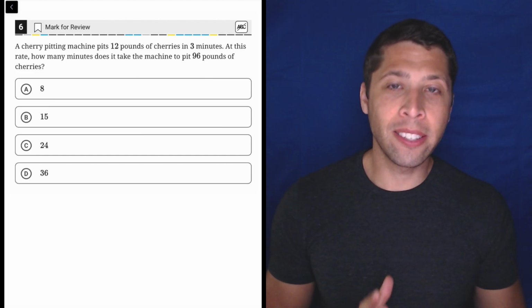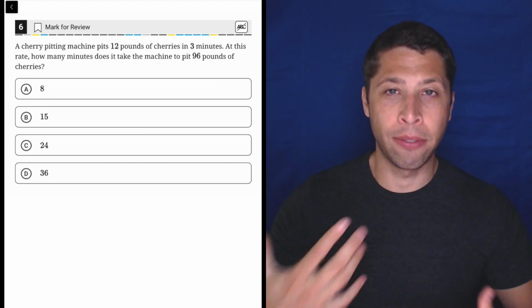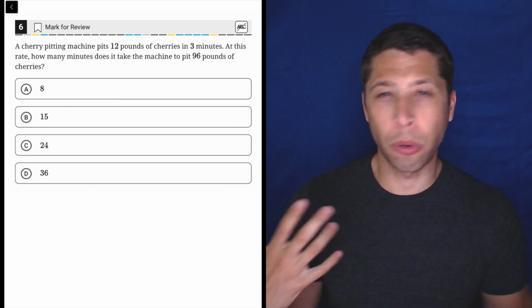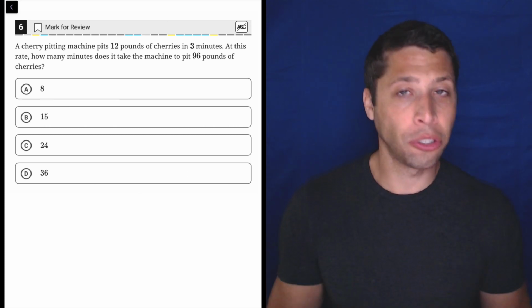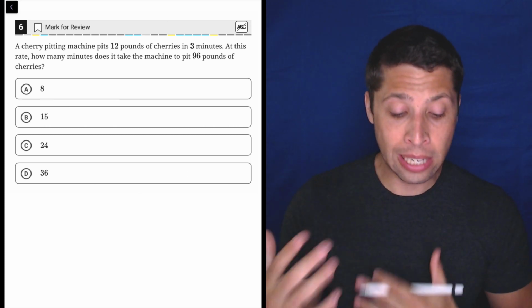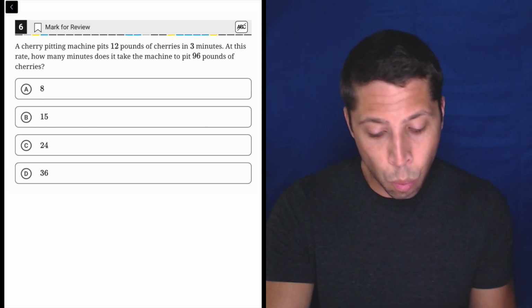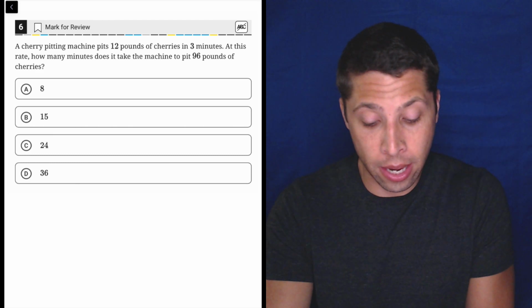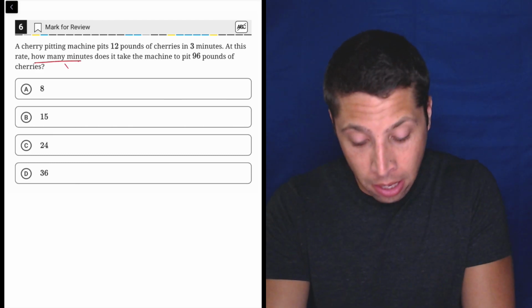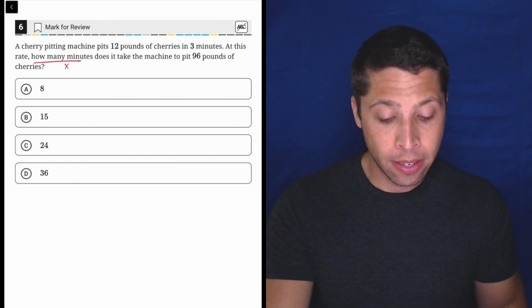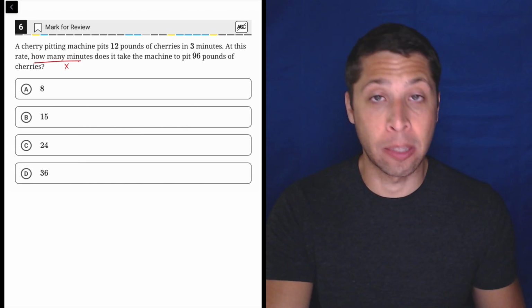All right, there are two ways that I handle these kinds of unit conversion questions or rate questions. The more traditional way is to just use ratios. This isn't a complicated situation, which is why that might be the best way to do it. What I usually do is focus on the question itself. What's my x? How many minutes does it take the machine to pit 96 pounds of cherries?